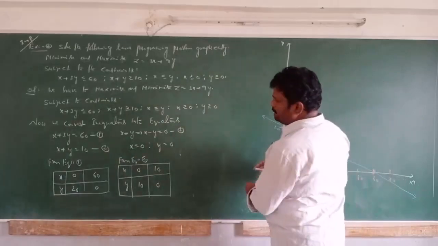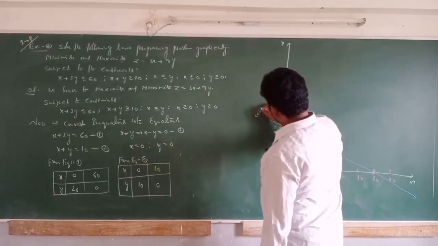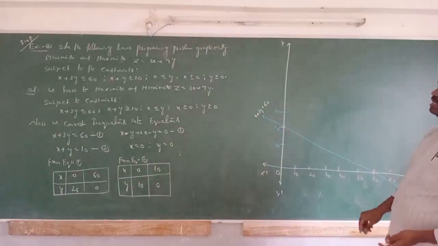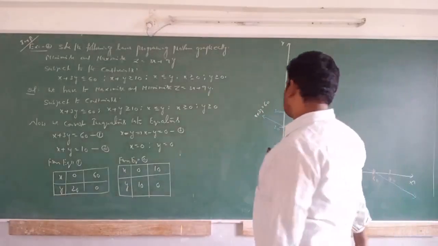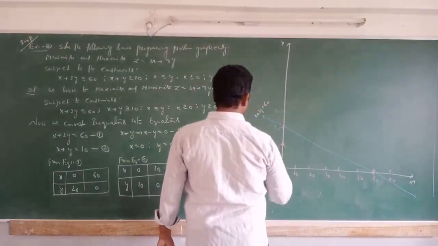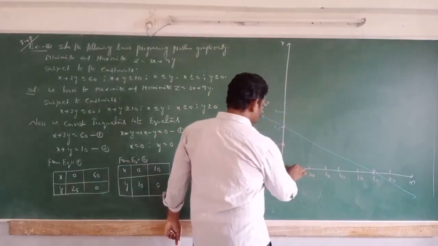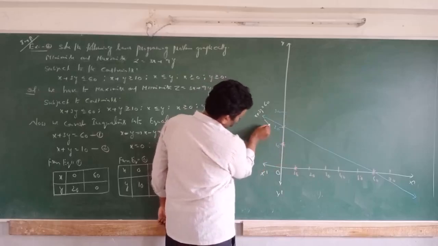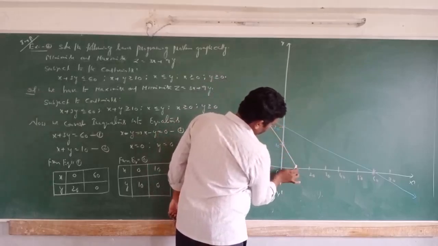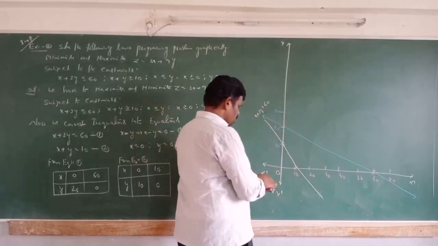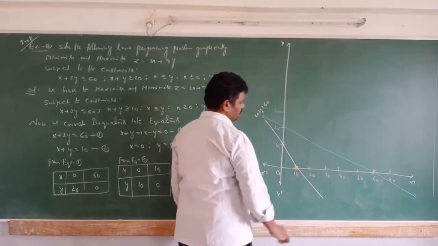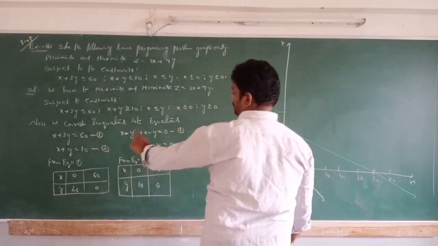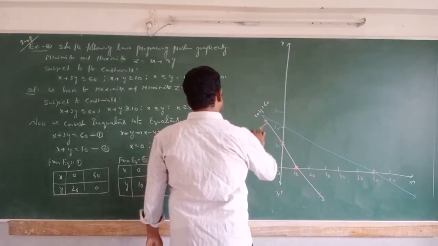But what does the inequality represent? x plus 3y is less than or equal to 60. And another one, x plus y is greater than or equal to 10. For the second equation, when x is 0, y is equal to 10, and when y is equal to 0, x is equal to 10. So this is the 10th point. Now this inequality is represented by the line x plus y is equal to 10.